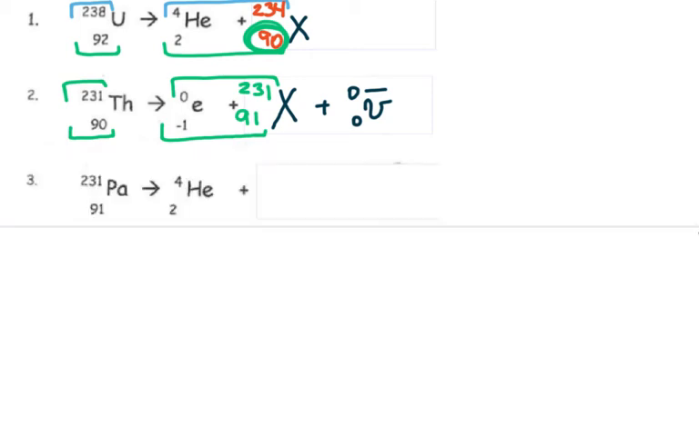The next decay is the alpha decay, because I have an alpha element right here. So an alpha particle is released.